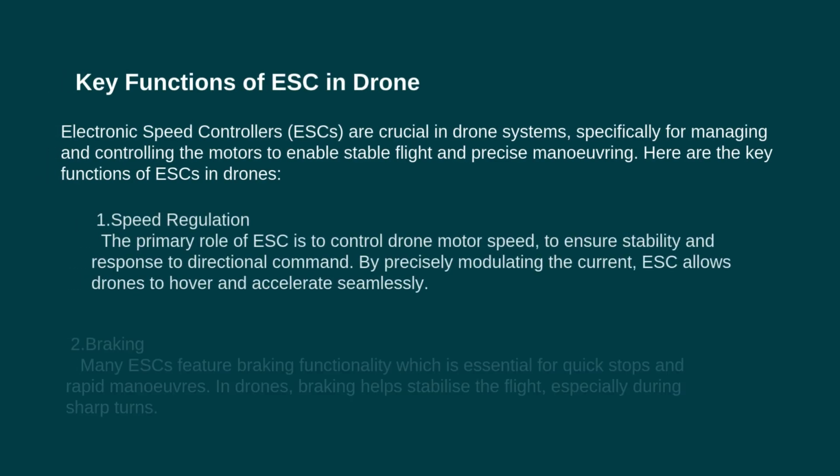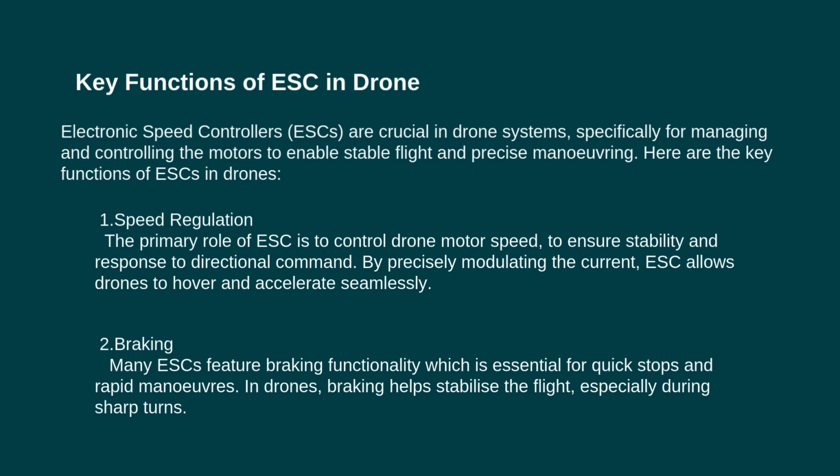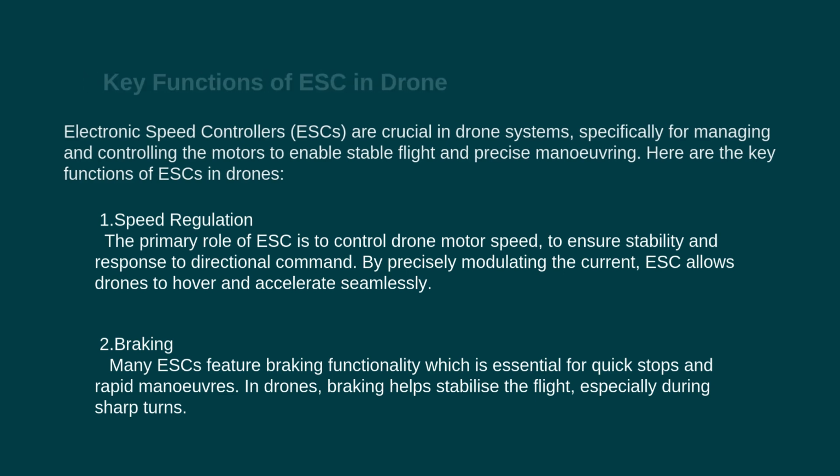Key functions of ESC in drones. Electronic speed controllers, ESCs, are crucial in drone systems, specifically for managing and controlling the motors to enable stable flight and precise maneuvering. Here are the key functions of ESCs in drones. 1. Speed regulation. The primary role of ESC is to control drone motor speed to ensure stability and response to directional command. 2. Braking. Many ESCs feature braking functionality, which is essential for quick stops and rapid maneuvers.